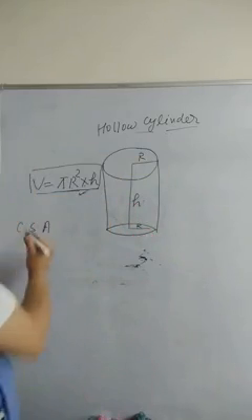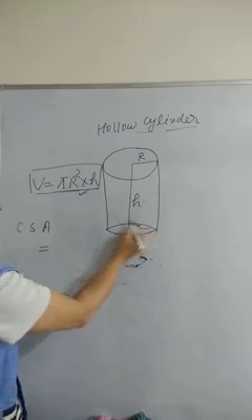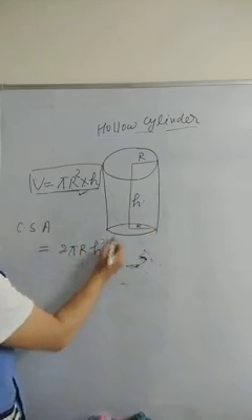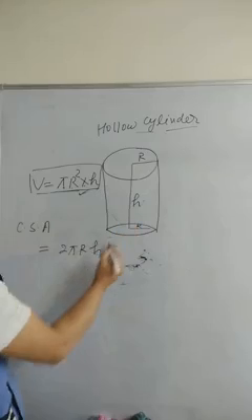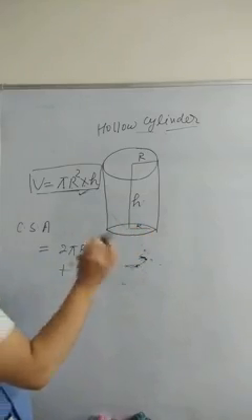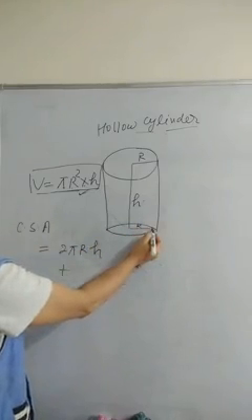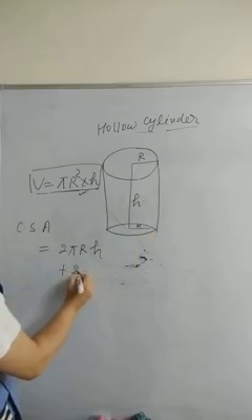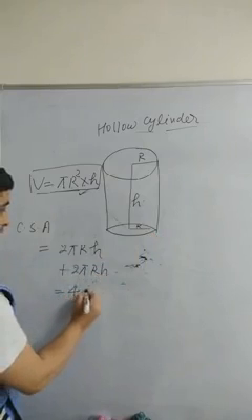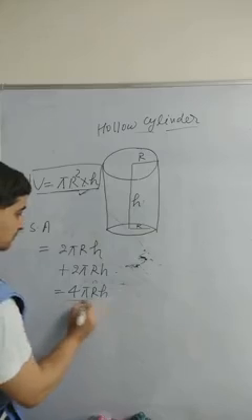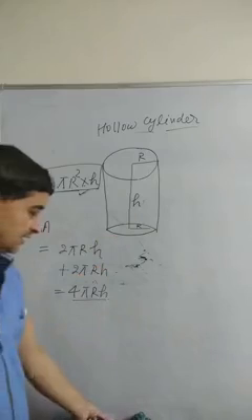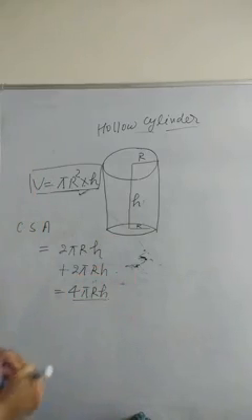So now what will the curved surface area be? What is the curved surface area of this? 2 pi r into h. That is the external curved surface area plus the internal curved surface. Since the radius is the same, its thickness being negligible, the inside radius will also remain the same. So it will be 2 pi r h. So the total will be 4 pi r h. This will give you the curved surface area of a cylinder which is open from both ends.